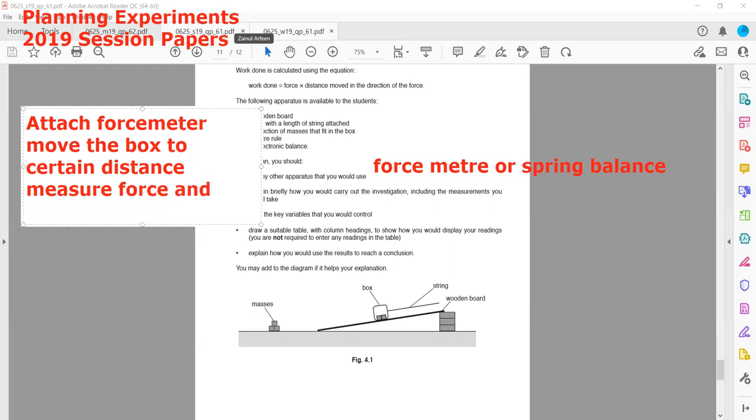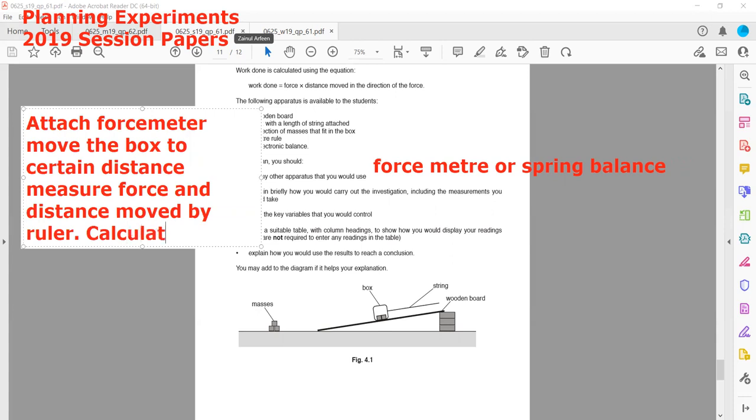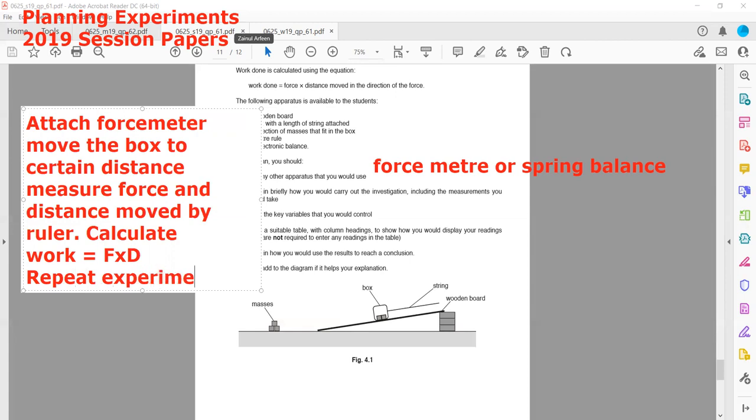and the distance moved by a ruler or a scale. Then we'll calculate the work done, which is equal to force times distance. Then we'll repeat the experiment with different loads by adding more load.